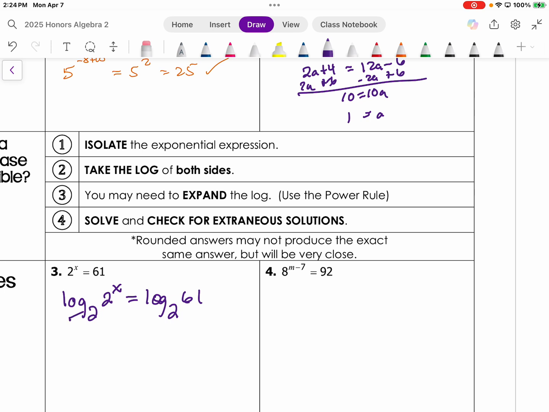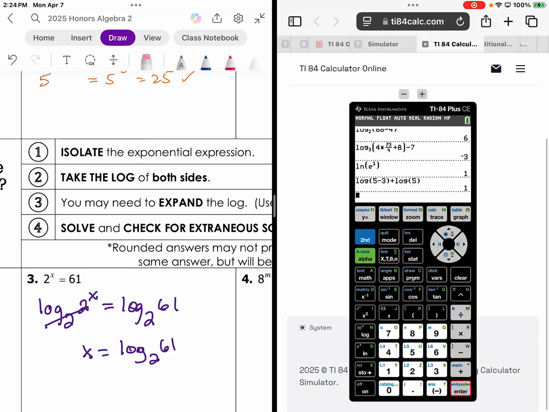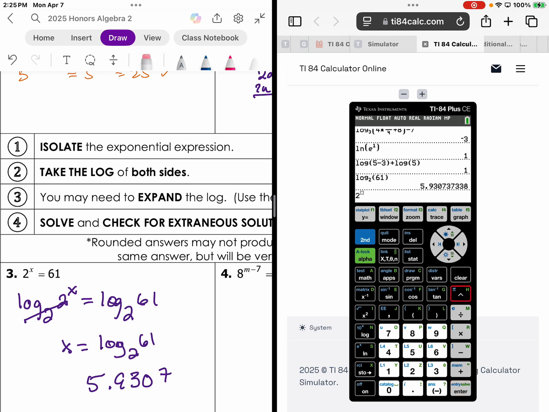when we see this, the log base 2 of 2 to the x is just x. And then now on the right side, I get to find the answer with the calculator using that change of base formula. So on the right side, we can go through, say, alpha window, option 5, log base 2 of 61, and I get 5.9307. Now, if I say 2 raised to the 5.9307, it comes out to be 60.998.